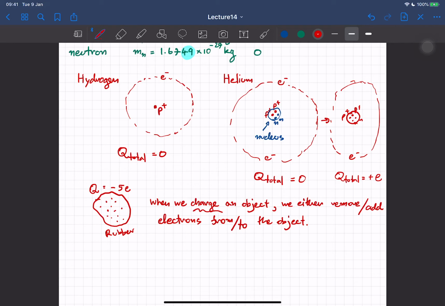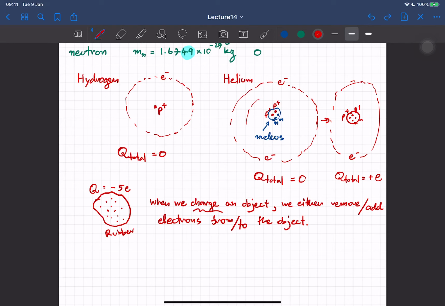So what do I mean by this? You can take away an electron to make the atom positively charged. You can do it the other way around. You can actually force inject another electron inside this atom. So in this case, you have more negative charge than positive charge. So Q total will be negative in this case. Okay, so you can either remove an electron or put in an extra electron to make an atom not electrically neutral.